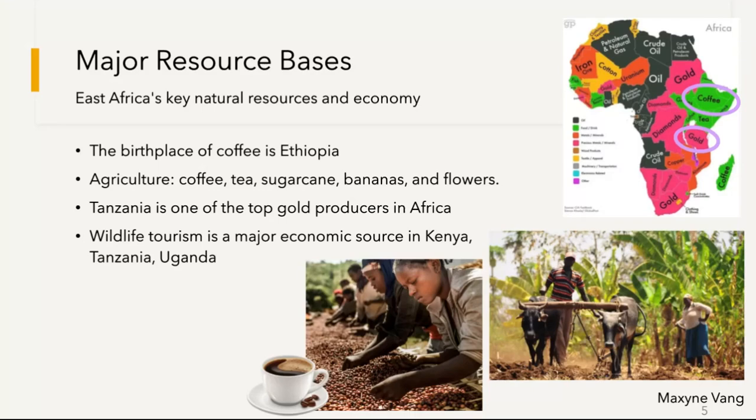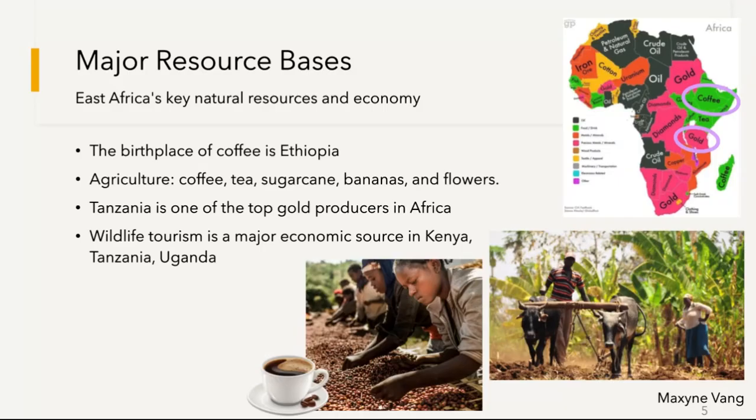Major resource bases. East Africa is rich in natural resources that play a huge role in its economy. One fun fact is that Ethiopia is actually known as the birthplace of coffee. It's where coffee was first discovered hundreds of years ago, and it continues to be one of the region's biggest exports today. Agriculture is a major part of life across East Africa.